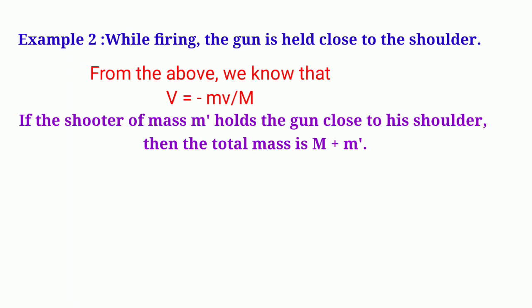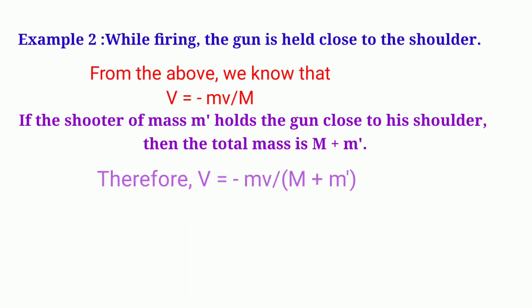small m dash is the mass of the shooter. Then, to shoot the gun, the shooter holds his gun close to his shoulder. The total mass of the gun as well as the shooter becomes capital M plus small m dash, so that capital V becomes minus small m times small v whole divided by capital M plus small m dash.